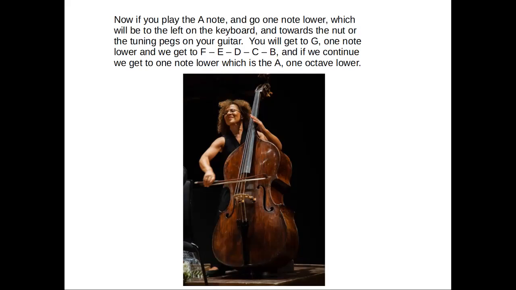Now if you play the note A and you go 1 note lower this time, instead of higher, you go lower, which will be to the left on the keyboard and towards the nut or the tuning pegs on the guitar or double bass. You will get to a G, 1 note lower, and we get to an F. Lower, we get to an E, a D, a C, a B, and if we continue, we get to 1 note lower, which is the A, 1 octave lower.